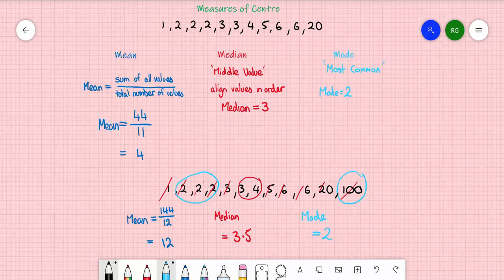These are the 3 main measures of centre. So you've got the mean, the median, and the mode, all of which can be used at different times depending on the data that you're using or the information that you want to pass across.